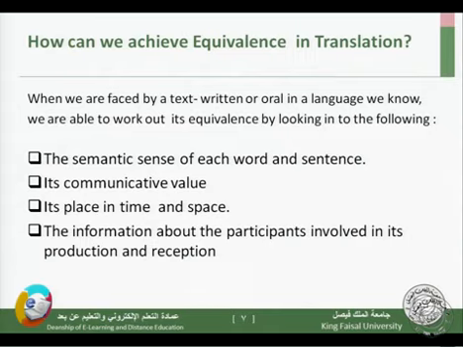Now, if you know Arabic and you want to translate a text from Arabic into English, and you want to work out, I mean find out, the equivalence of this text, of this message, or this statement, okay? You want to translate from Arabic into English, or from English into Arabic. What can you do as a start? What you can do is look into the following points.